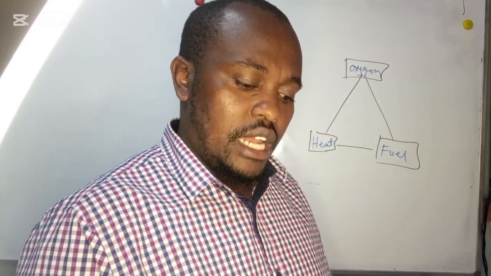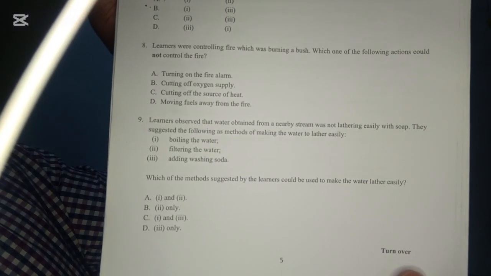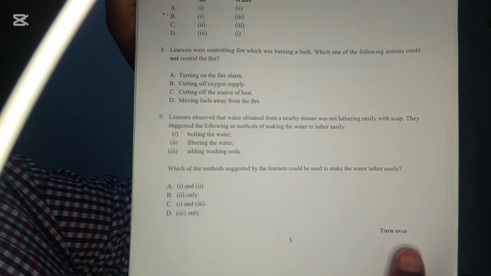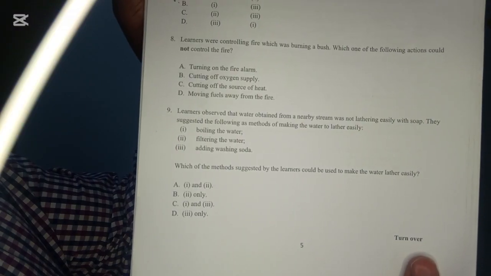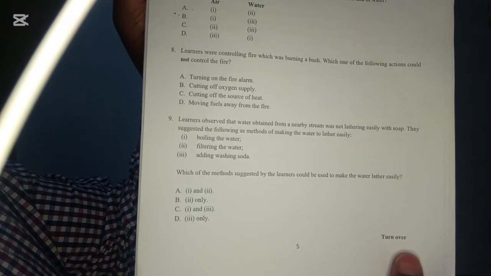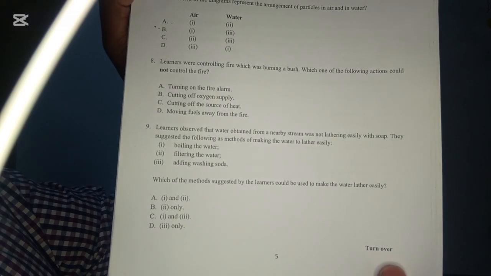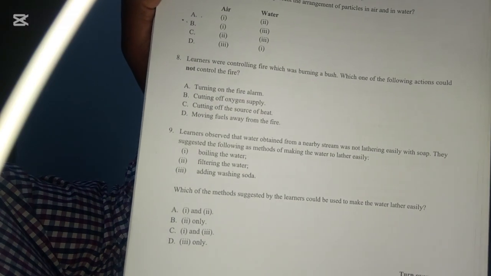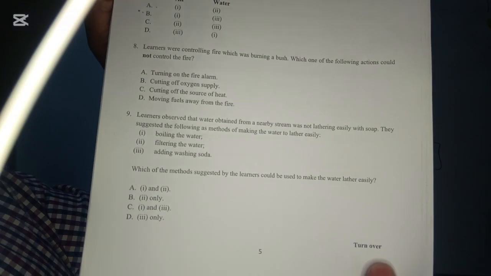Alright, question 9. Question 9 asks, learners observed that water obtained from a nearby stream was not lathering easily with soap. They suggested the following as methods of making the water to lather easily. 1. Boiling the water. 2. Filtering the water. 3. Adding washing soda. Which of the methods suggested by learners could be used to make water lather easily?